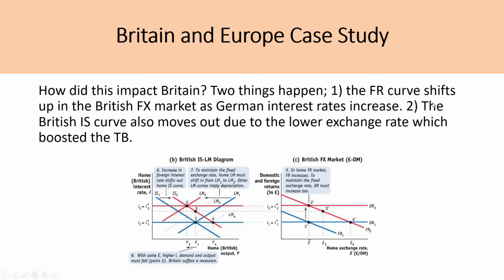And so the new equilibrium interest rate, actually we'll talk about point 2 for 2. And point number 2, the British IS curve also moves out due to the lower exchange rate, which boosted the trade balance. So you'll see now that the upward shift in the FR curve, in addition to the upward shift in the domestic returns, results in an equilibrium point of 2 over here, which is at the same peg. Okay, so this is assuming that the British government and the British central bank authorities keep up with the policy of the ERM system. So in addition to the FR curve shifting upwards, the trade balance also boosted, right? Because the lower exchange rate resulted in a higher trade balance. So there was that rightward shift.